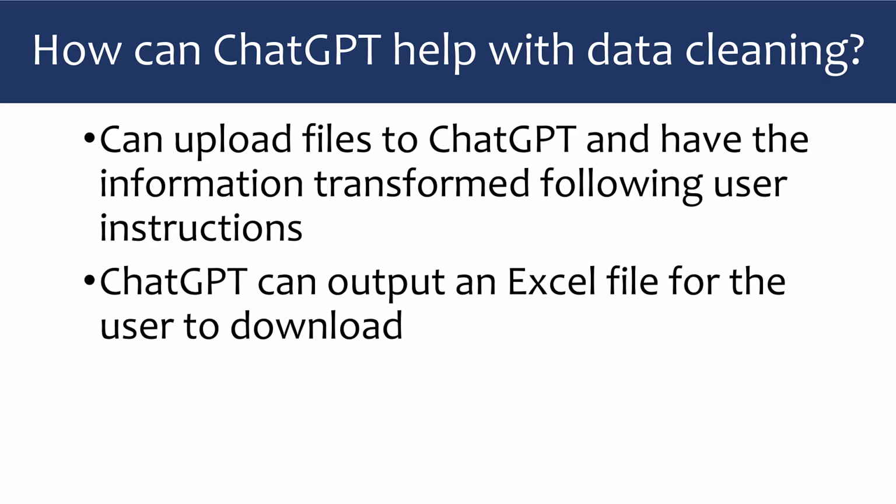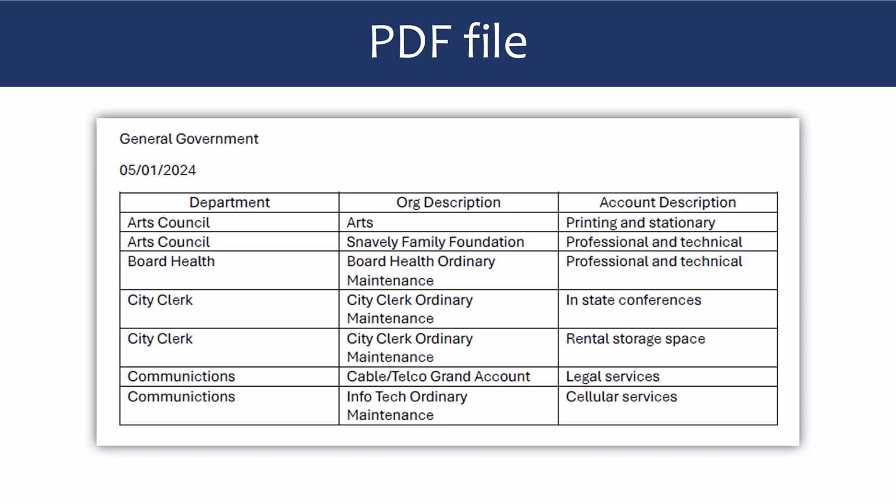Using ChatGPT for data cleaning, you can upload an Excel file or PDF, and ChatGPT can extract and transform the information and output it into an Excel file format. Here's a screenshot of a PDF file. We are going to upload the PDF file to ChatGPT and have it output an Excel file following some specifications. The file has a spelling error in the word communications, so we also want to see how ChatGPT handles that.